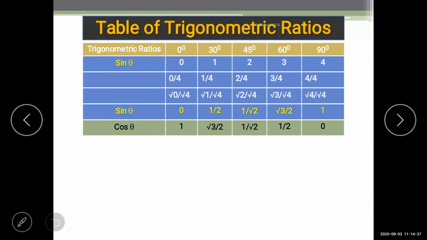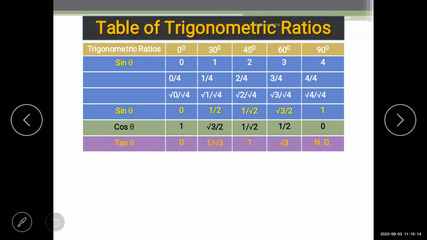What is 0 upon 1? That is 0. Correct? 1 upon 2 divided by root 3 upon 2. So root 3 upon 2 will be reversed and it will become 1 upon 2 into 2 upon root 3. So 2 will cancel and it will become 1 upon root 3. Is it clear? Let's see.